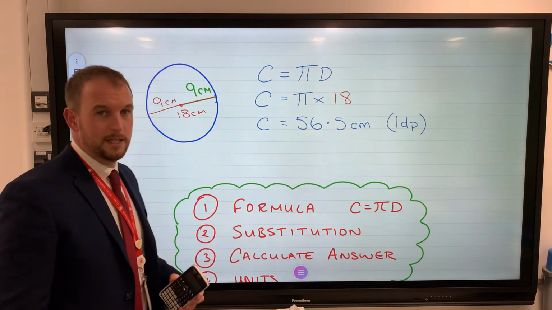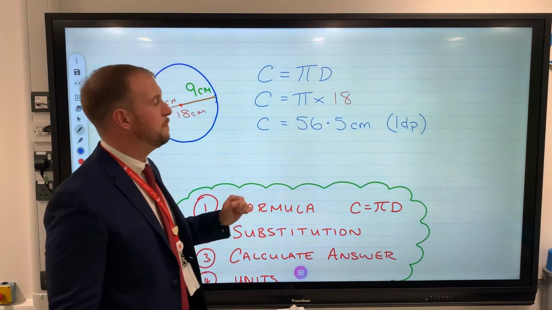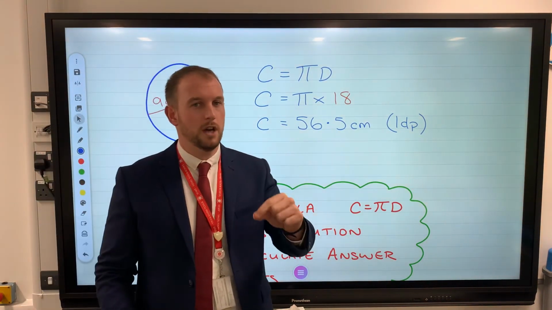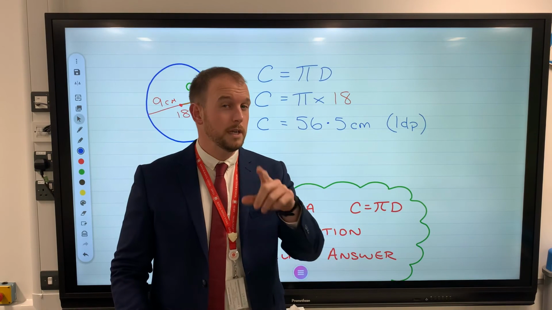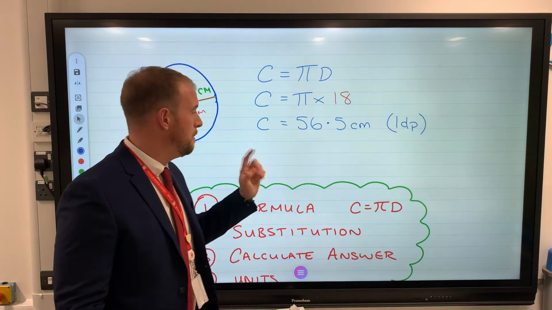It's not always centimetres, be careful. It could be inches, it could be metres, it could be kilometres. So be careful. And obviously, be careful what the question's asking regarding the rounding. It might be 1 decimal place, it might be 2 decimal places. It might even be significant figures, but be careful.